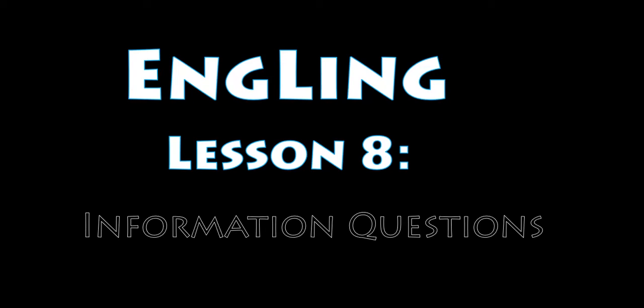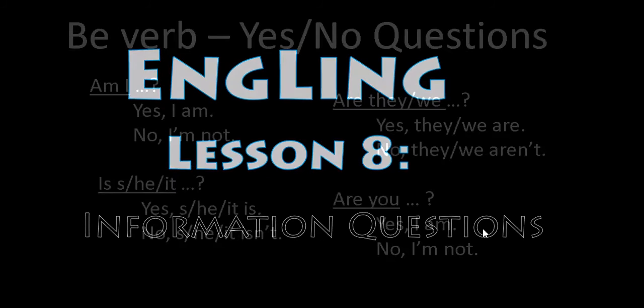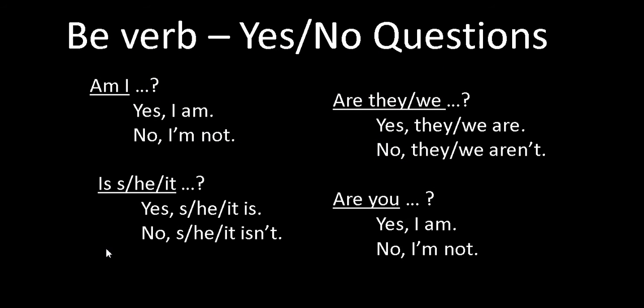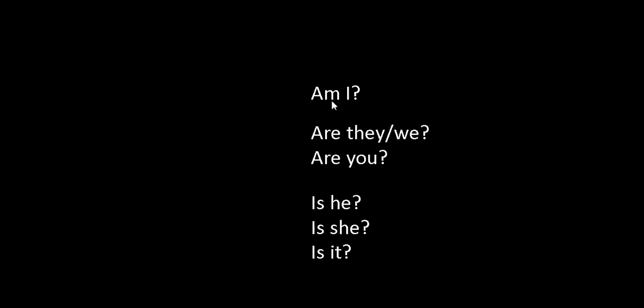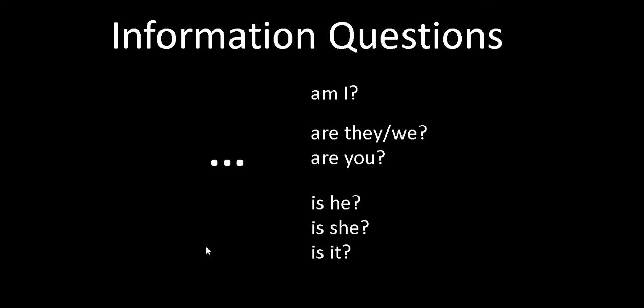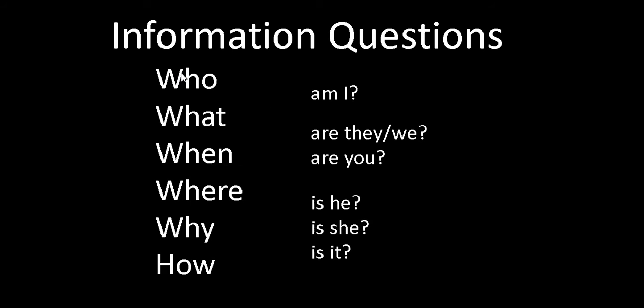Okay, hello everyone. It's time for EngLing Lesson 8 on Information Questions. Last time we learned about yes-no questions, but now it's time to ask about information. So let's take our big letters here and change them to small letters because we're going to put in a question word right here. What are our question words? Here they are. Who, what, when, where, why, and how.